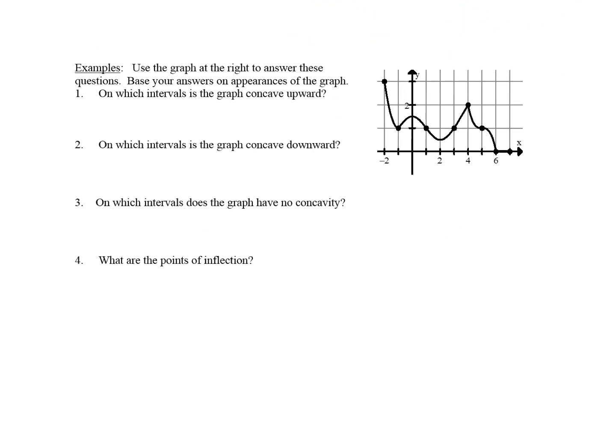So same process that we had before, where we're going to do the second derivative. This time, though, instead of it equal to 0, where we find our critical numbers for the concavity. But before we get to that, let's just do it from looking at a picture here. So use the graph at the right to answer these questions. Base your answers on the appearance of the graph.